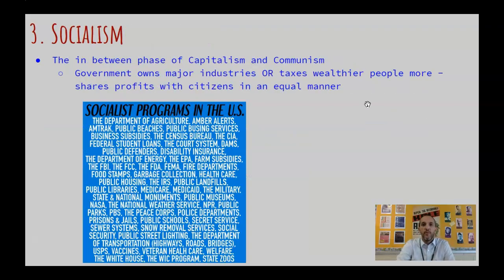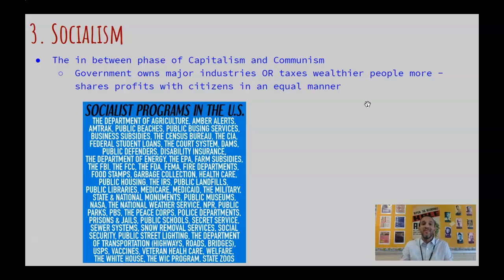We also see the development of what is called socialism. This is kind of the in-between phase. So we have capitalism over here, laissez-faire, no government involvement. We have communism over here, which is full government involvement, or essentially everyone is totally equal. And then we have this kind of middle ground in between the two. And this is where the government essentially owns all the major industries. So for example, the government might say, we're going to own the coal industry, the electricity industry, we're going to own all the major factories.